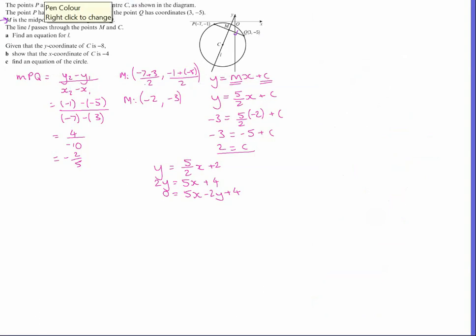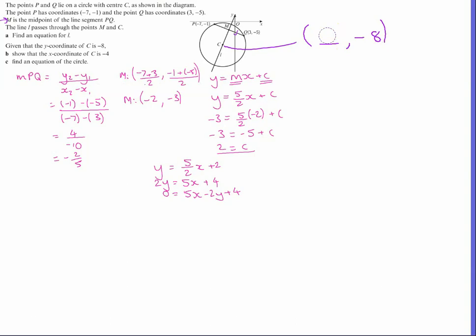Okay, so part B. We're told that the y coordinate of C, so we don't know what the x is, but we know the y coordinate is minus 8. I would just show that. You've got to love a show that, because if you do show that, you know it's right, and you also know that all of A is right as well. So show that this x coordinate here is minus 4.